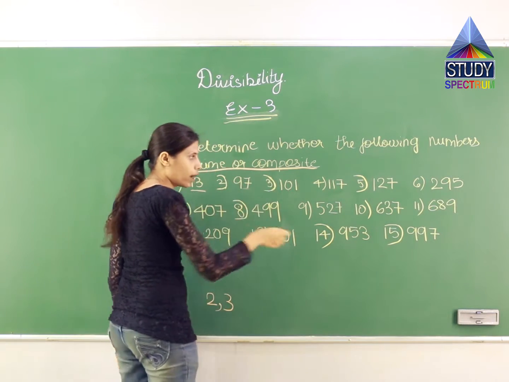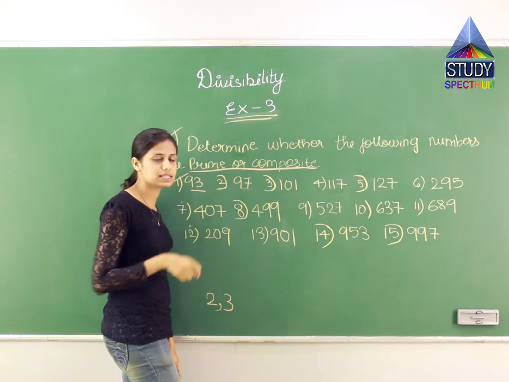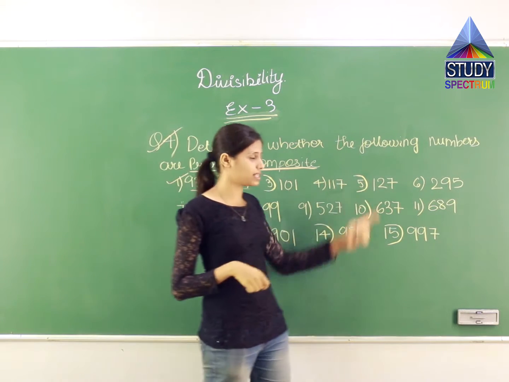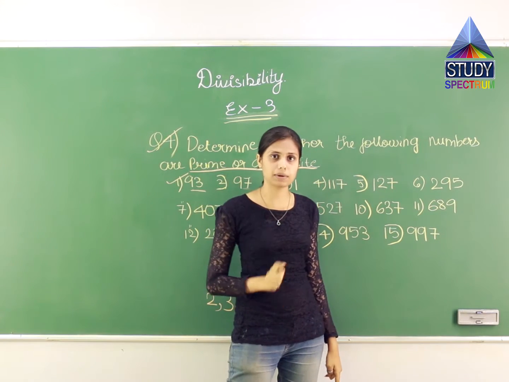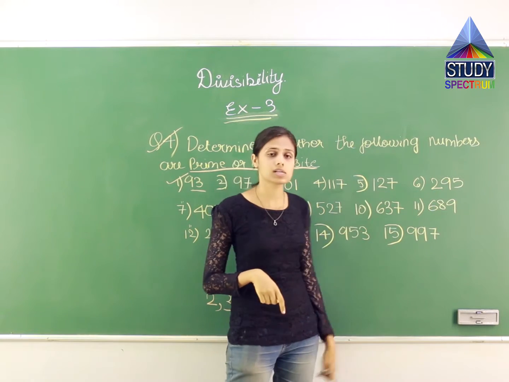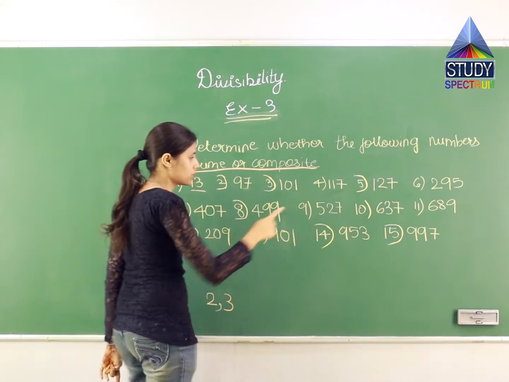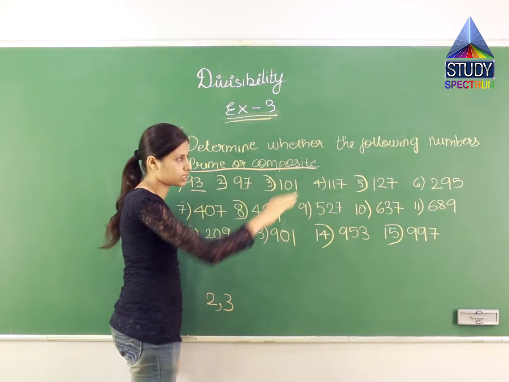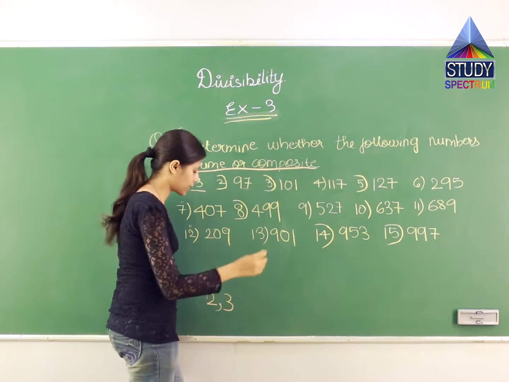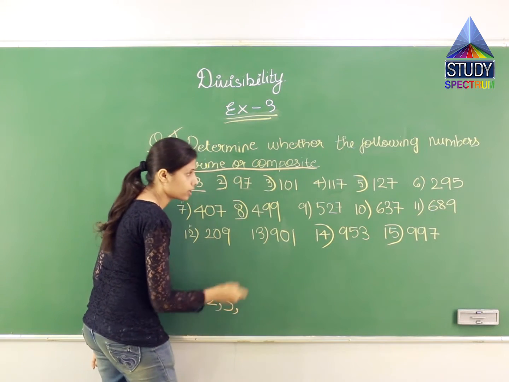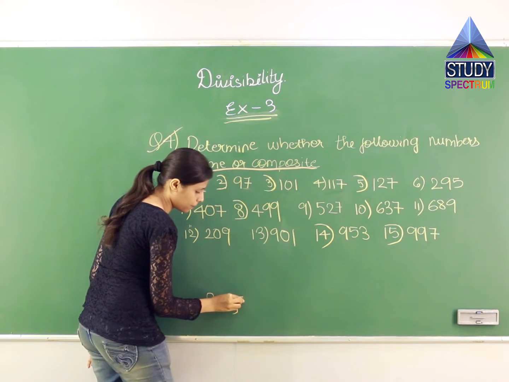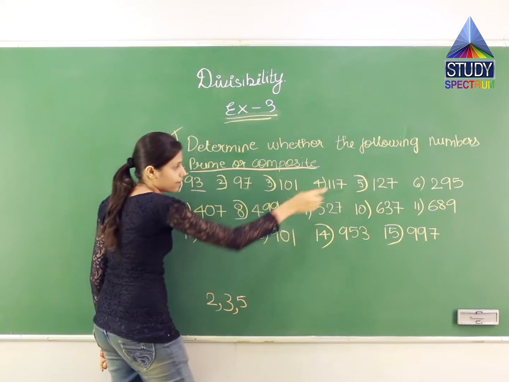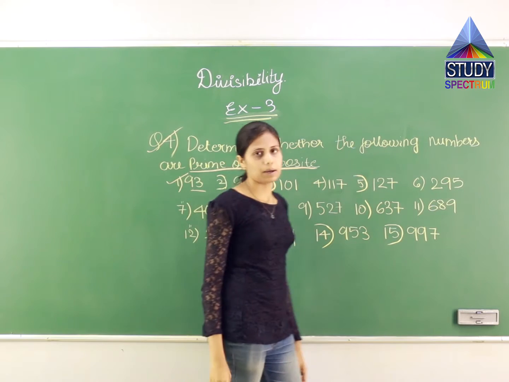I can't show you the entire calculation, right? I can't do it with all the numbers. So basically when you run the tables, only then can you make out whether this number is a prime number or composite number. So I know that this number does not come in any of the tables, so I can say that this is a prime number. So serial number 5, that is 127, is a prime number.